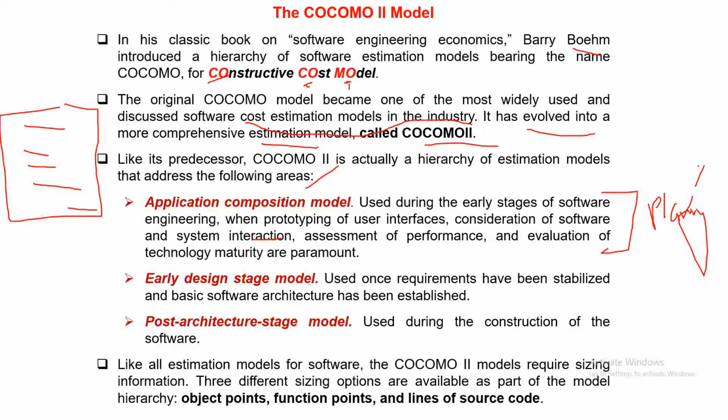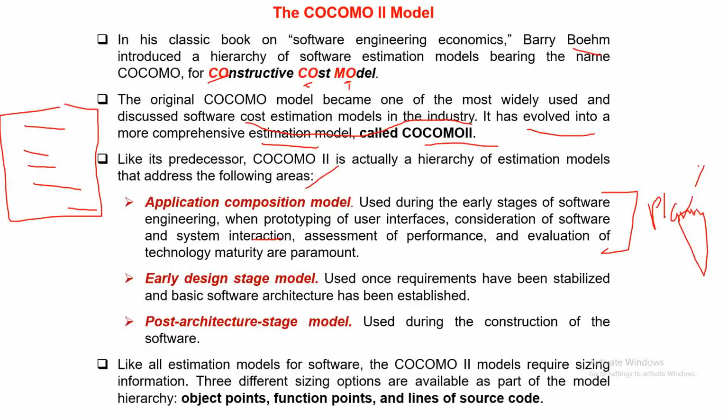What are the various activities that you undertake during the early stages of your software development? Prototype. You develop a prototype of the user interfaces, how your user interfaces will be. You try to understand and estimate your possible system interaction, how the various components of your system will interact with each other.